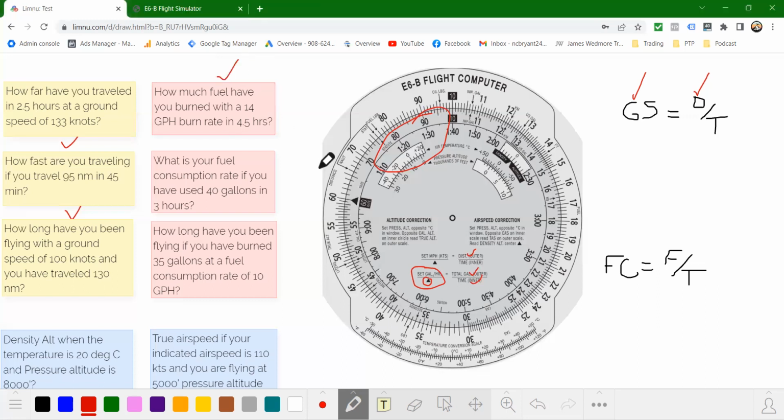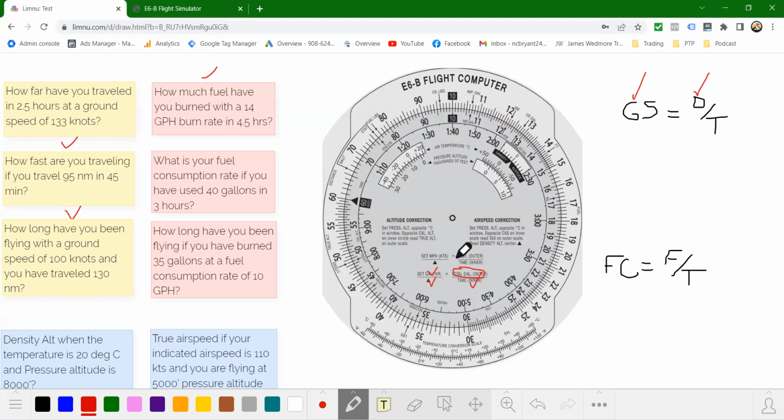But all right, let's get to this first example. How much fuel have you burned with a 14 gallon per hour burn rate in 4.5 hours? Let me erase some of the stuff. So we have the rate, gallons per hour, we obviously have our triangle, and we have a time. So again, we're going to match our triangle with our gallons per hour, 14, and then we read total gallons off our time on the inner scale.